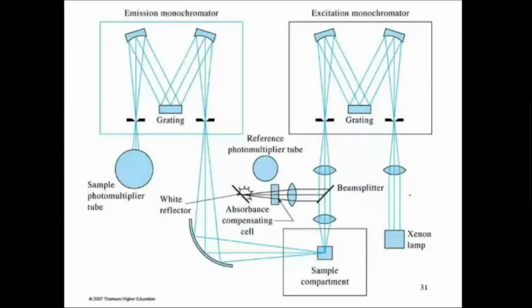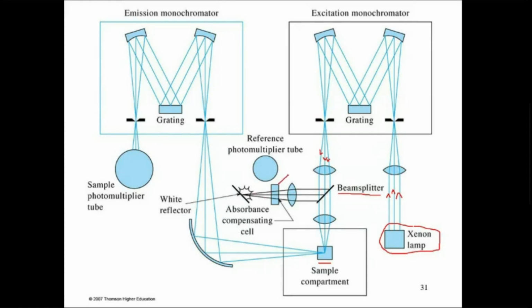This is the ray diagram. This is the source over here. From the source, electromagnetic radiation is collimated into the excitation monochromator. From the excitation monochromator, we are going to select one wavelength. That single wavelength is made to fall on the sample. There is a beam splitter. The beam splitter focuses part of the original excitation beam into the reference detector compartment. Basically, it is diverted into that compartment.